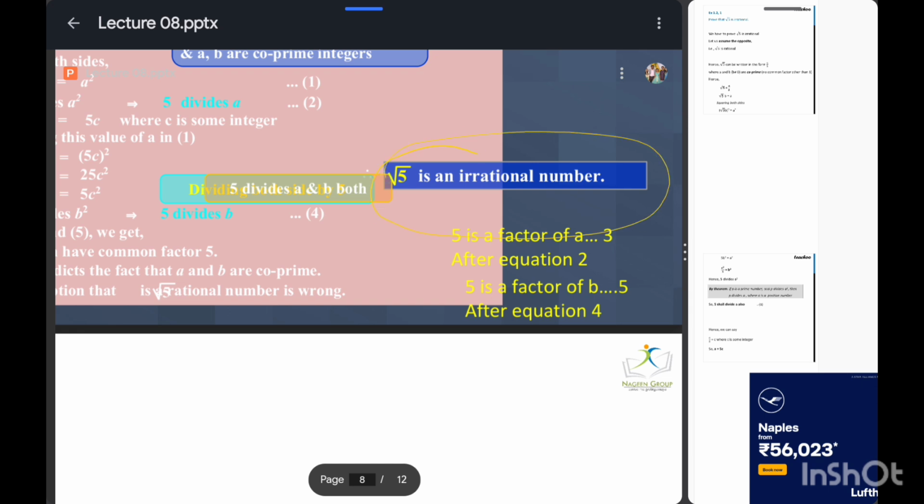Root 5 is an irrational number. So root 5 having 5 as a common factor. From all these things we will conclude and tell that root 5 is an irrational number. For this one we will give the perfect proof, or an easier way.